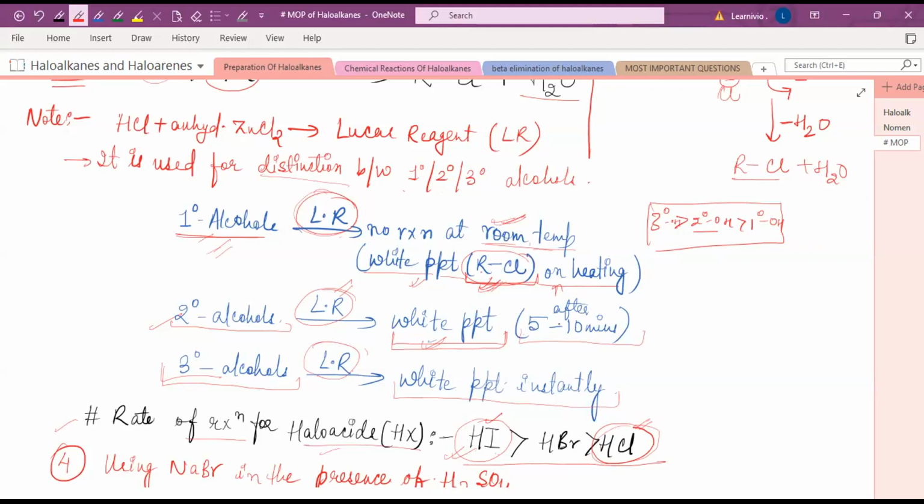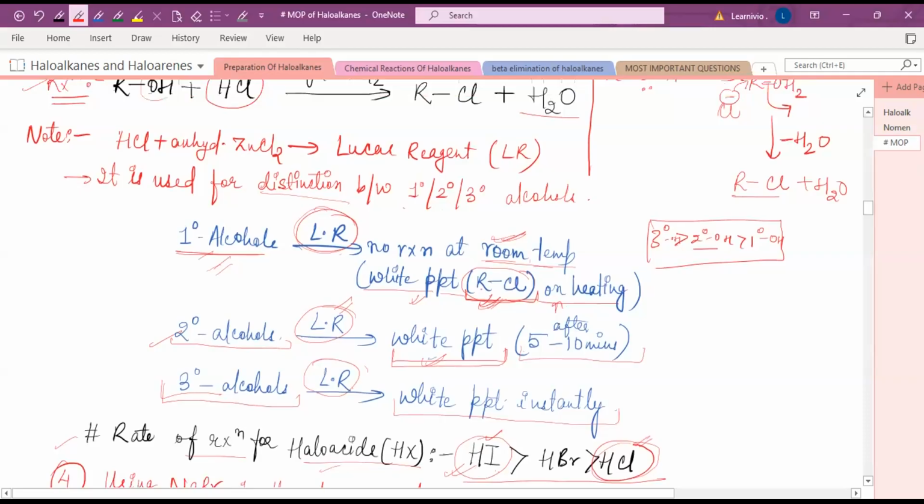Ma'am, can you repeat why the tertiary alcohols are more reactive? Yeah, basically, okay, I will explain it by giving an example.